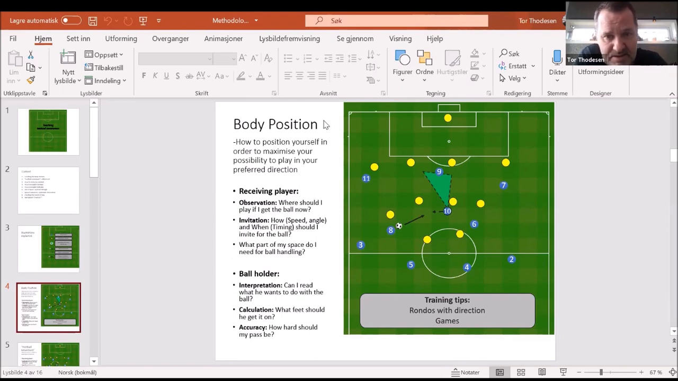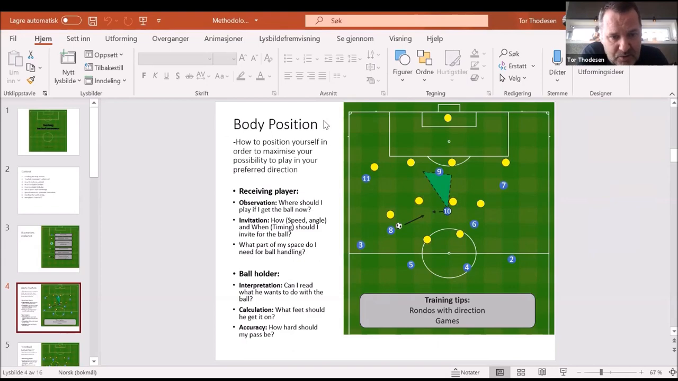And what I want the number 10 to do then is to keep this space open, not to put himself in the middle of the gap, because then he's already taken up half of the space he has available. So keep this space open and stay close to the opponent on his right hand side, in order to keep that corridor open as big as possible. And then, of course, what speed, what angle, and when do I invite for the ball? What part of my space do I need for ball handling? I already said that. Try to keep it open as much as possible, and angle your body so that the number 8 sees what foot you want the ball on.